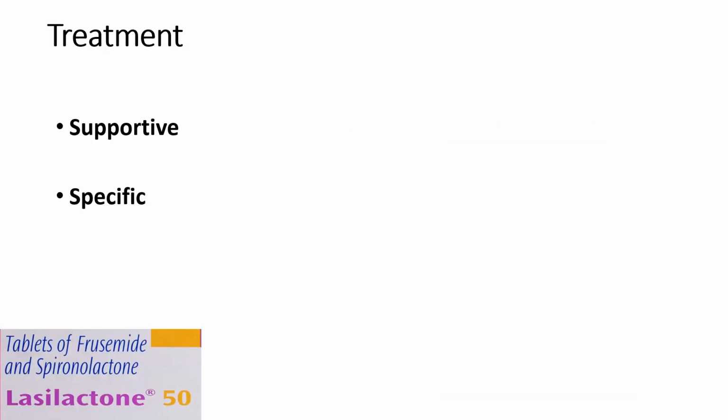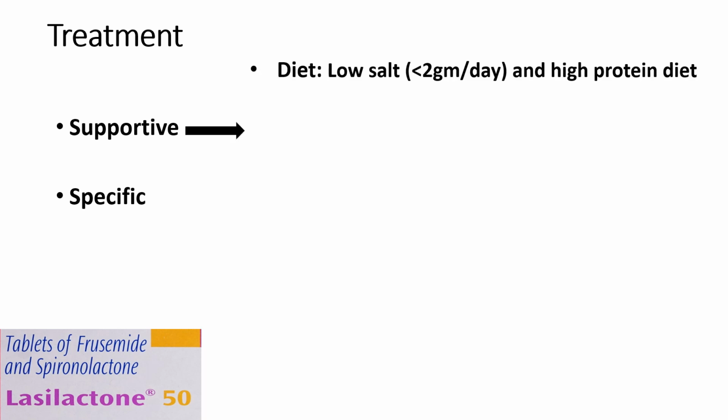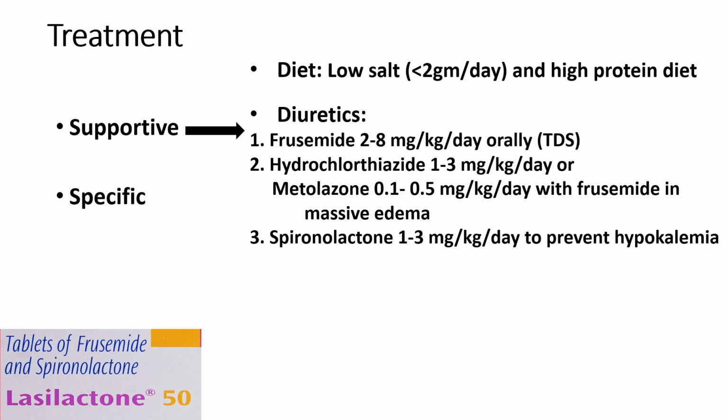Now, the treatment of nephrotic syndrome: supportive and specific treatment. In supportive treatment, we have to give a low salt and high protein diet. Salt should be restricted to less than 2 grams per day. A diuretic is indicated when the child has massive edema. Oral furosemide is given at 2 to 8 milligram per kilogram per day divided in 3 or 4 doses.